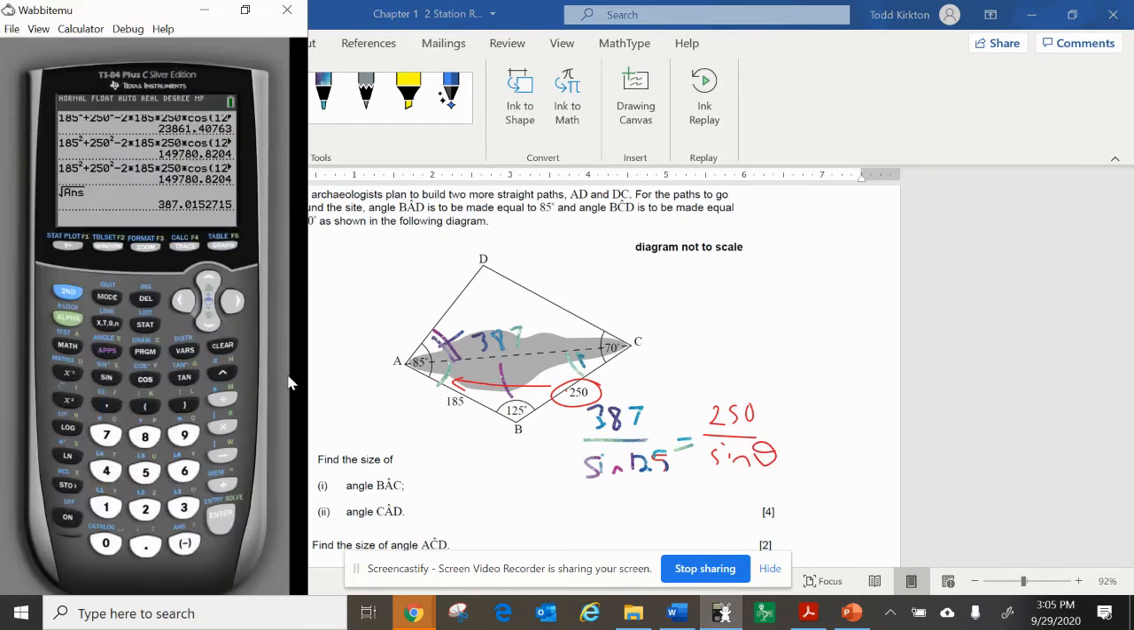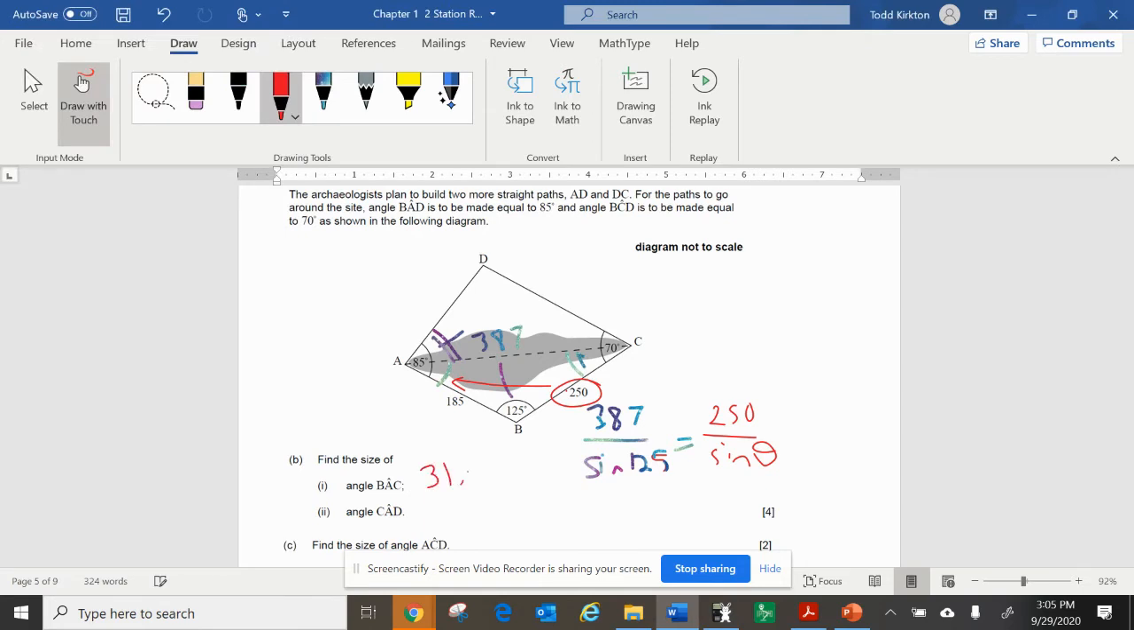So I can solve it on my calculator. 250 times the sine of 125, it equals, divided by 387. And then because I'm finding an angle, I have to do inverse sine of my answer. 31.9. That's angle BAC. So to find angle CAD, I take 85 minus 31.9, which is 53.1.